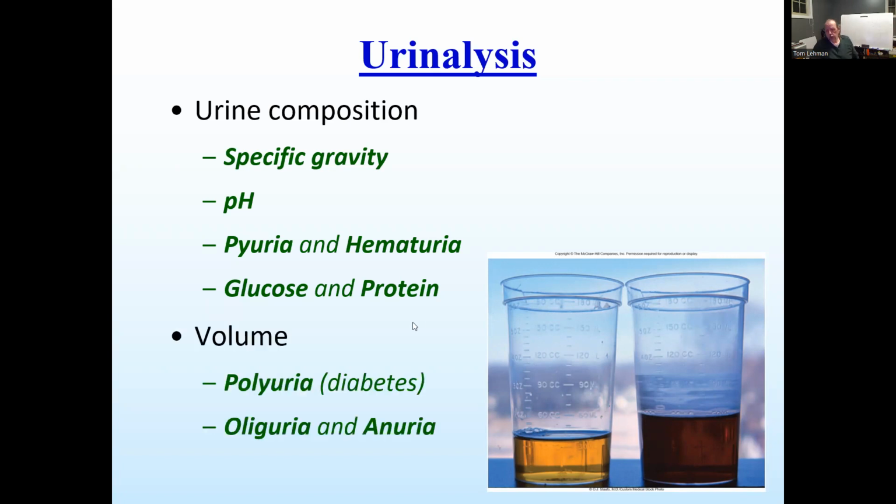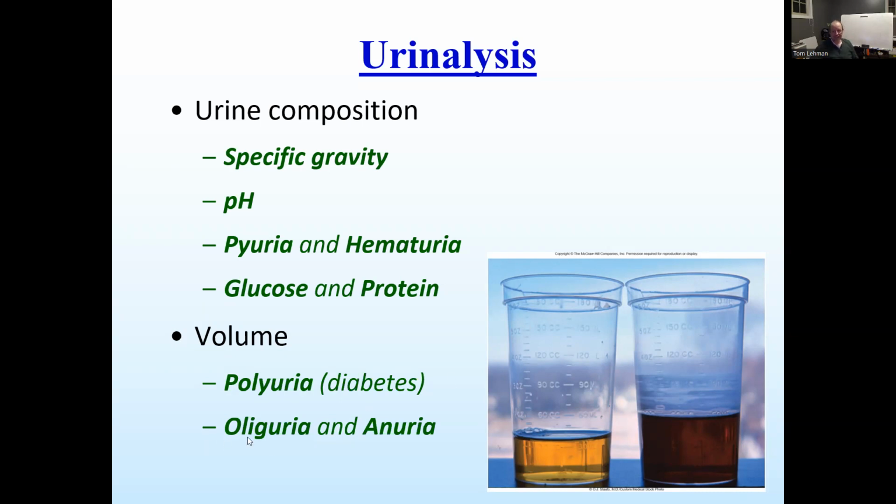All right. We're also going to take a look at the volume of urine being released. We want to figure out how much urine they are producing. Polyuria would be an increased production of urine. A person who is diabetic typically demonstrates polyuria. Diabetes in Greek means to travel across. The water is traveling across the kidneys faster than normal.